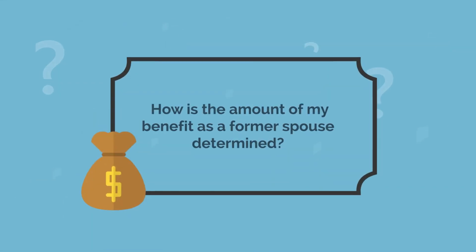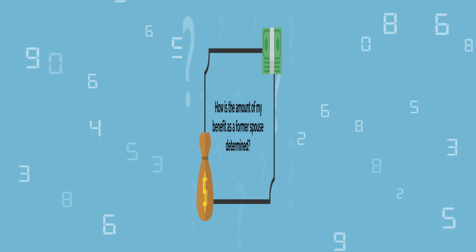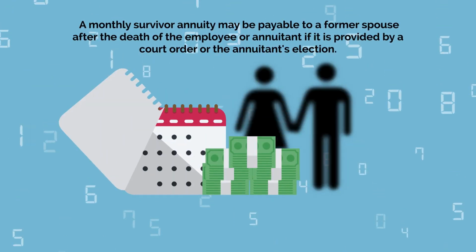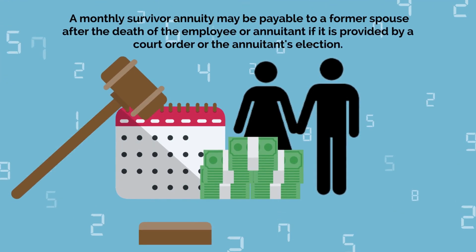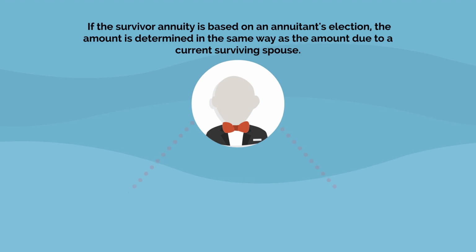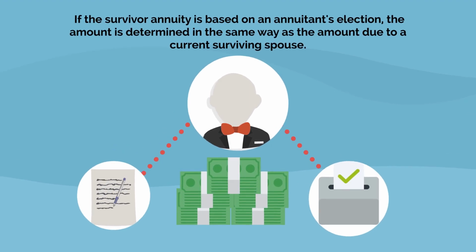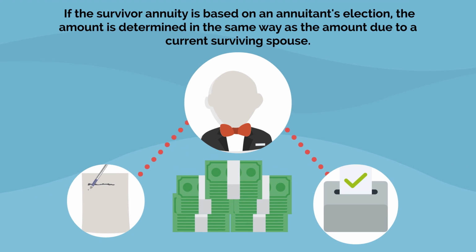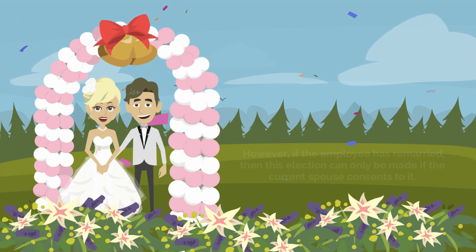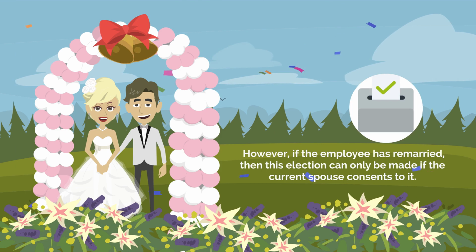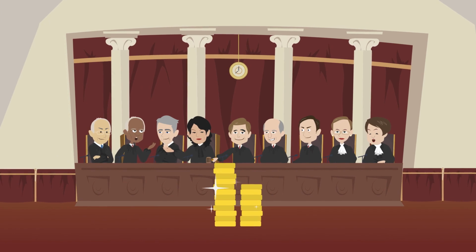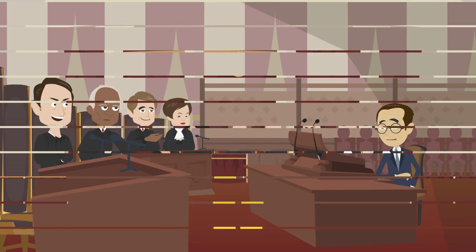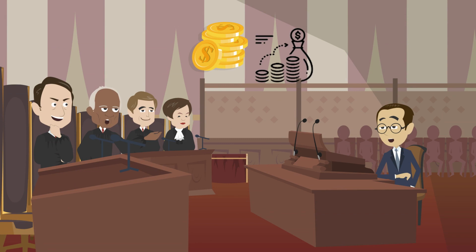How is the amount of my benefit as a former spouse determined? A monthly survivor annuity may be payable to a former spouse after the death of the employee or annuitant if it is provided by a court order or the annuitant's election. If the survivor annuity is based on an annuitant's election, the amount is determined in the same way as the amount due to a current surviving spouse. However, if the employee has remarried, then this election can only be made if the current spouse consents to it. The amount of a court-ordered survivor annuity is based on the court order. A court order may provide the maximum survivor annuity, a lesser amount, or a fraction of the maximum survivor annuity.